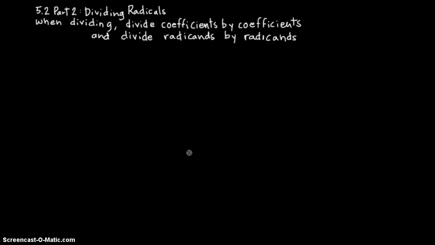Now we're going to talk about dividing radicals. So it's the last thing we're talking about. What are the rules for dividing things up? And here it's stating it. When I'm dividing, I divide coefficients by coefficients, and I divide radicands by radicands. Okay, what does that mean? Well, let's just look at it.